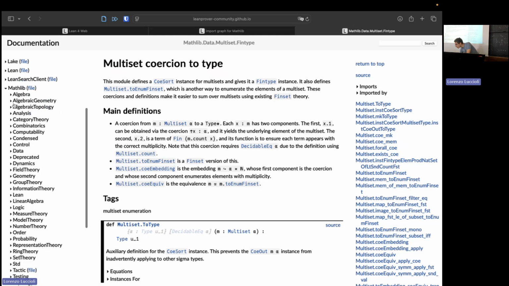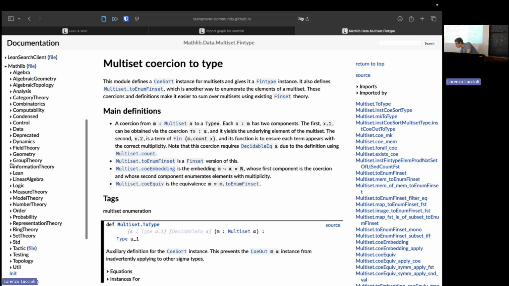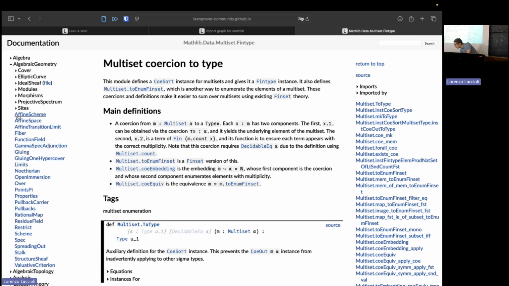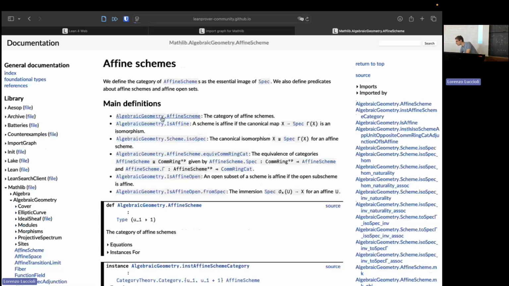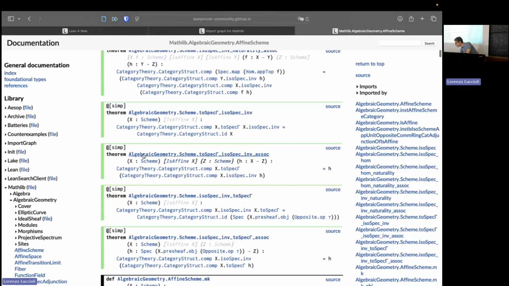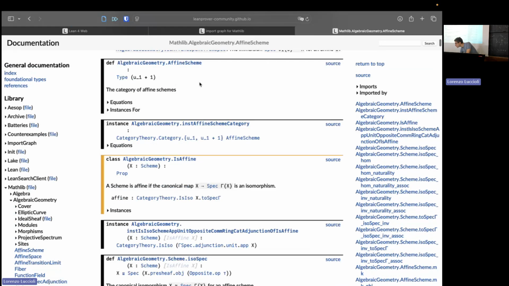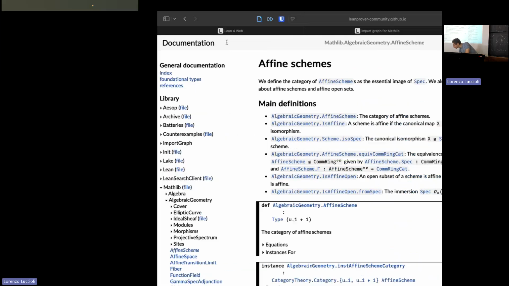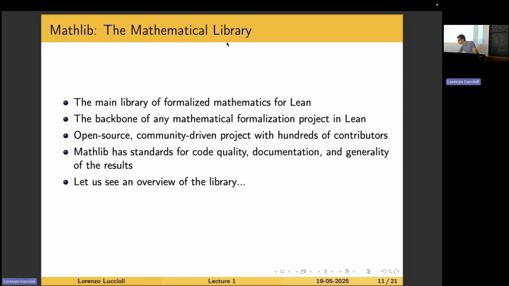We have here all of Mathlib, all the different folders. We can go into, I don't know, algebraic geometry, affine scheme, and we have the page about affine schemes. Here's the definition. And here we can see a few theorems about that. Okay, let's go back. Presentation.